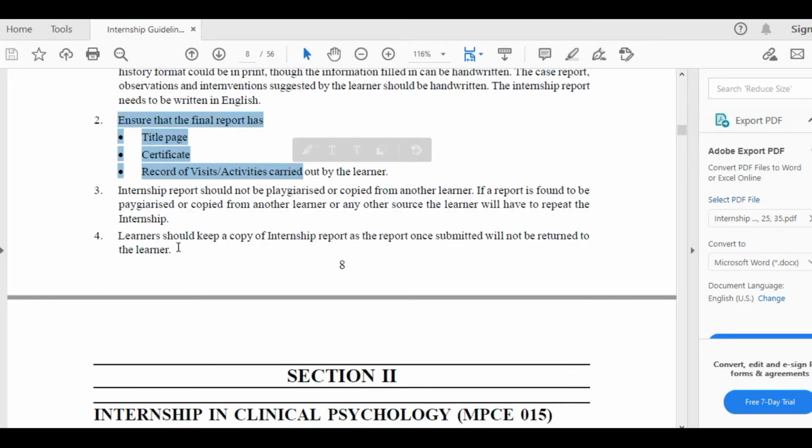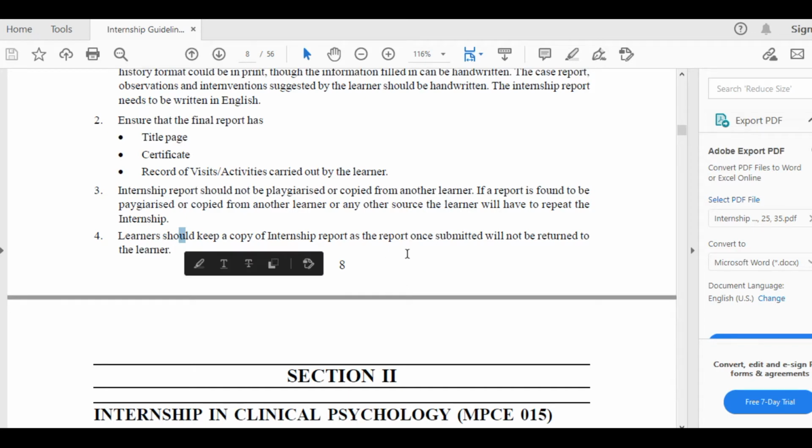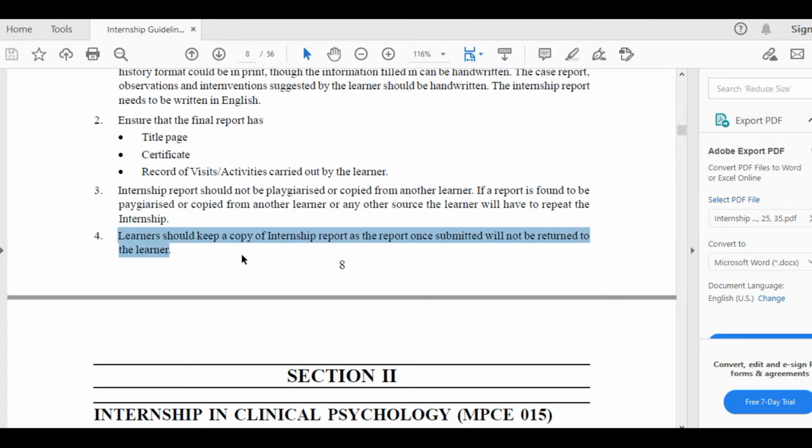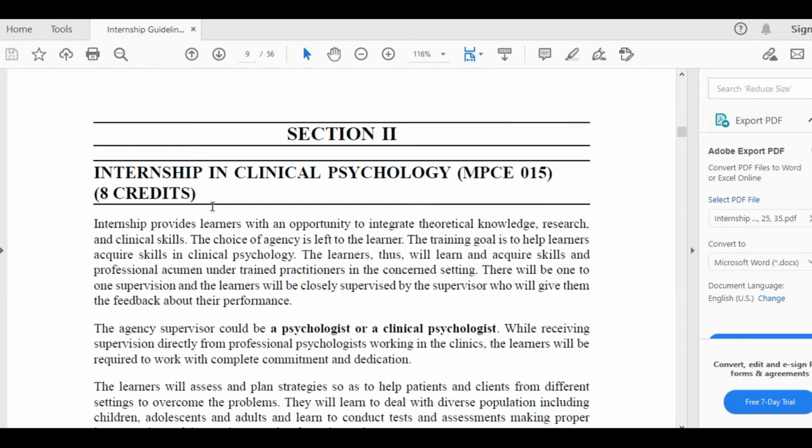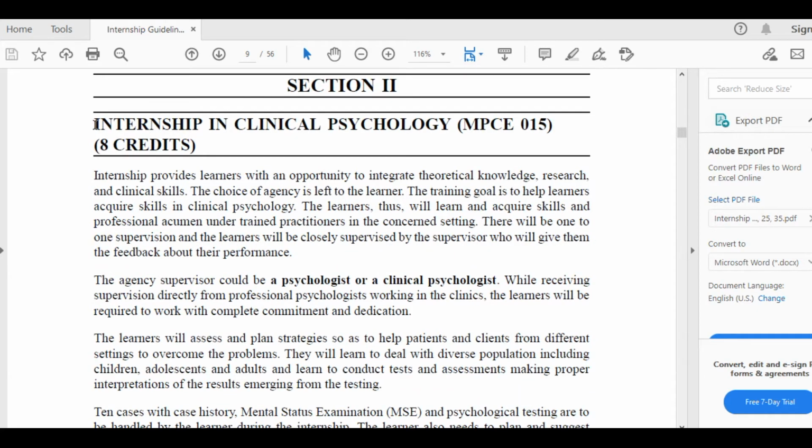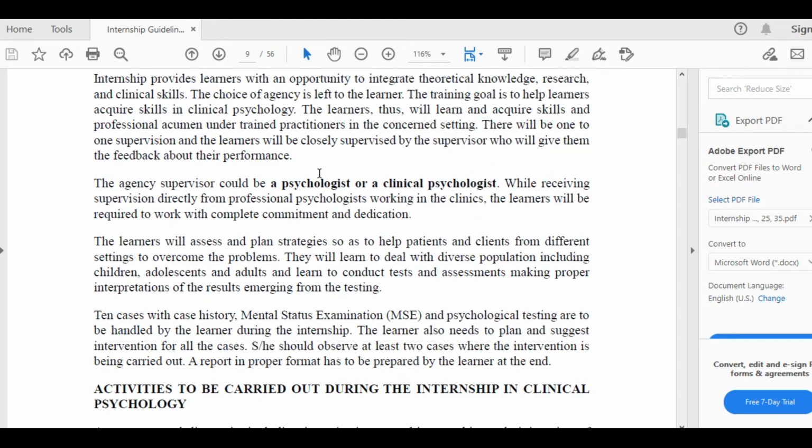Now, very important, the learners should keep a copy of the internship report, because once submitted it will not be returned to the learner. If you want this record after MAPC, for reference for your learning purpose, you need to maintain a copy of it. Now you can go through all this on internship and clinical psychology.